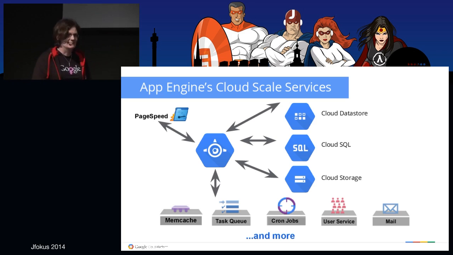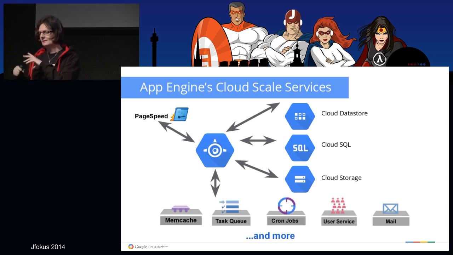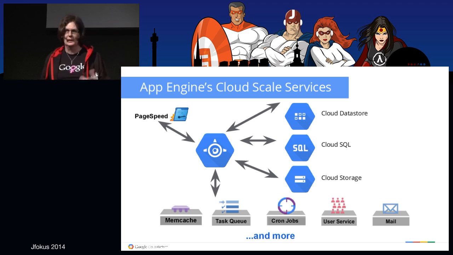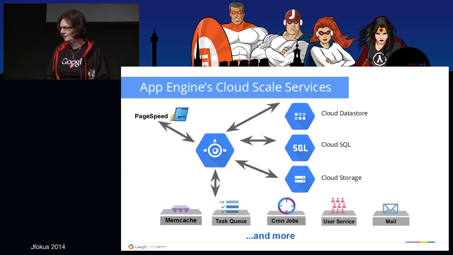App Engine also has access to many cloud-scale services. On the Datastore side of things, we have Cloud Datastore. This is the Google internal Datastore exposed to App Engine. It's a NoSQL Datastore, schemaless completely, and very, very scalable. You don't have to worry about scale with the Datastore. It will effectively scale infinitely for you.